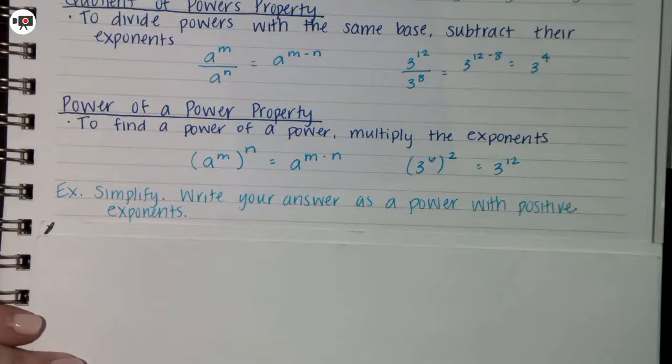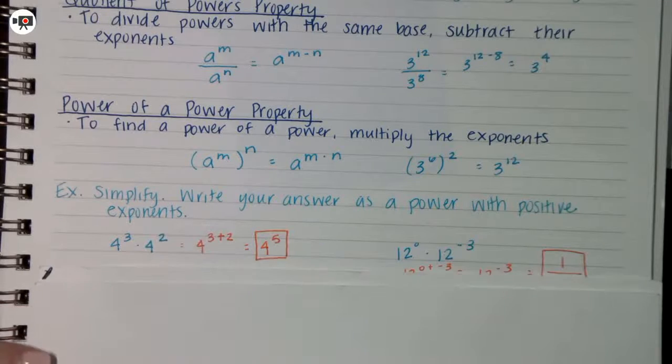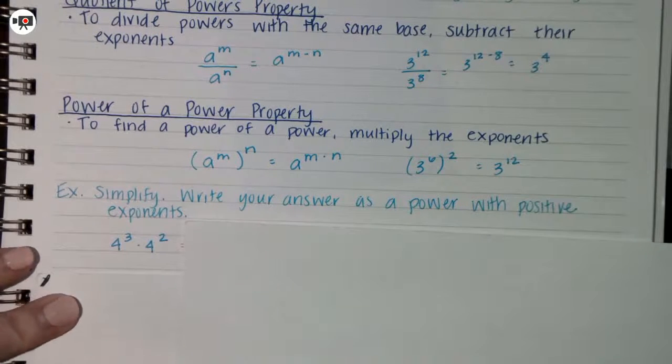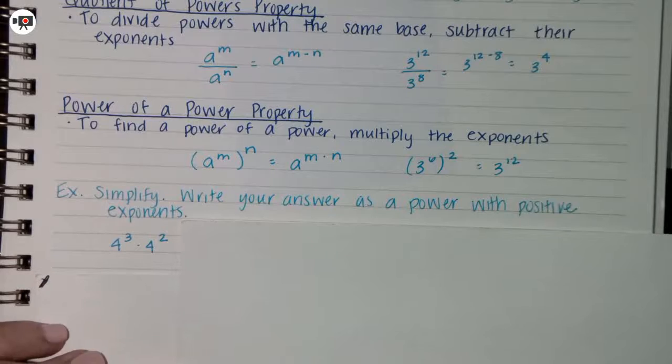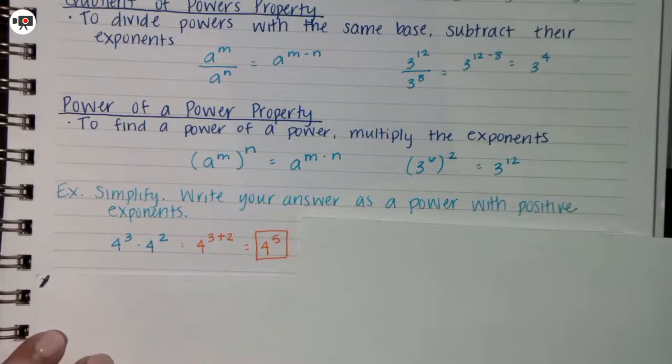Now we're going to simplify, and we will write the answer with a positive exponent. So, 4 to the 3rd times 4 squared, I will add the exponents together, and so it would be 4 to the 5th.